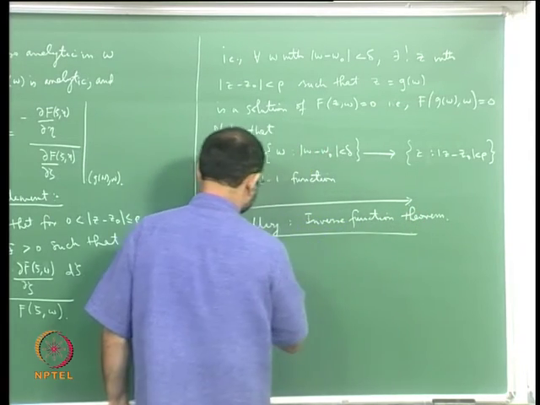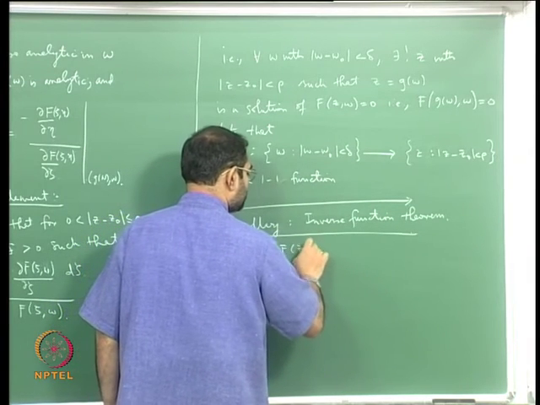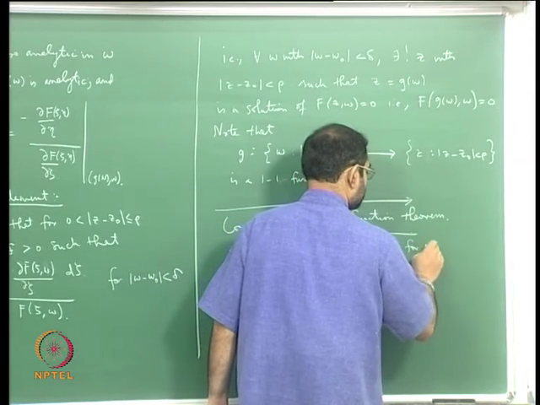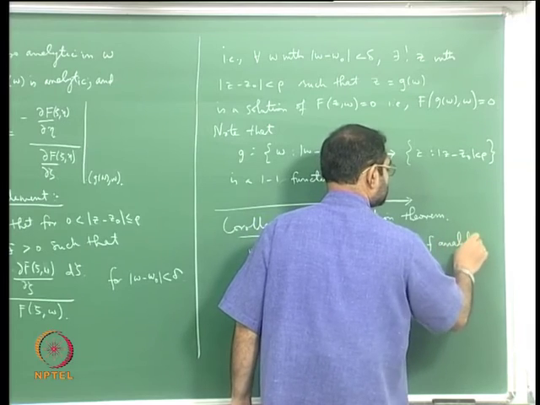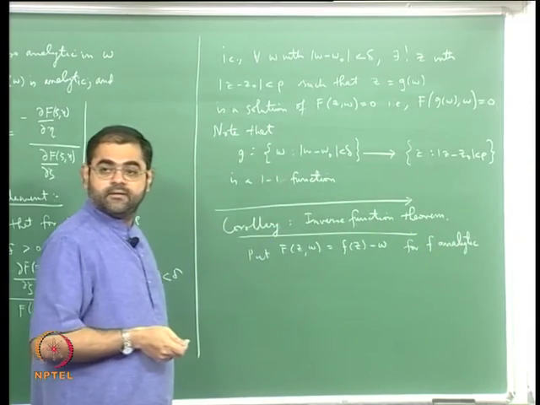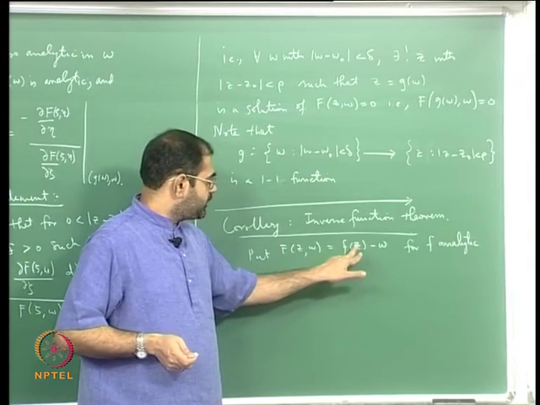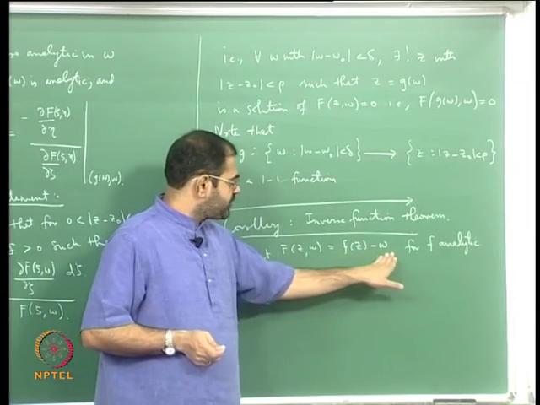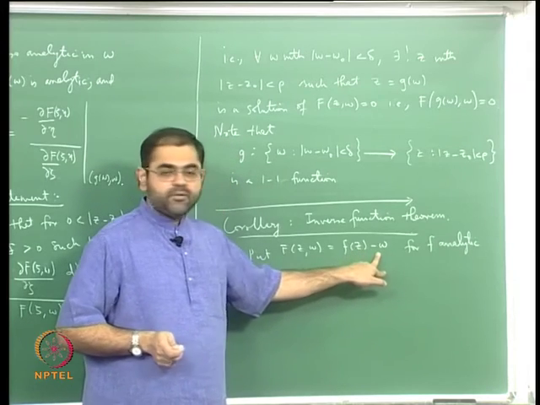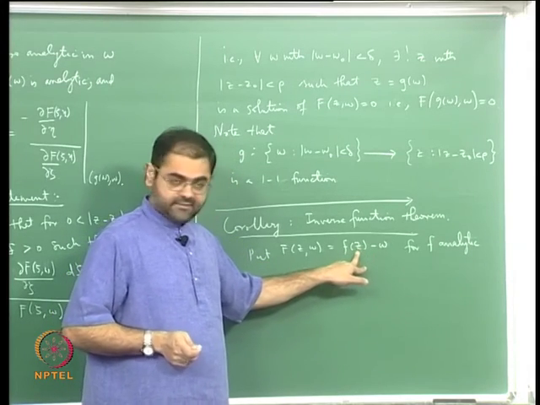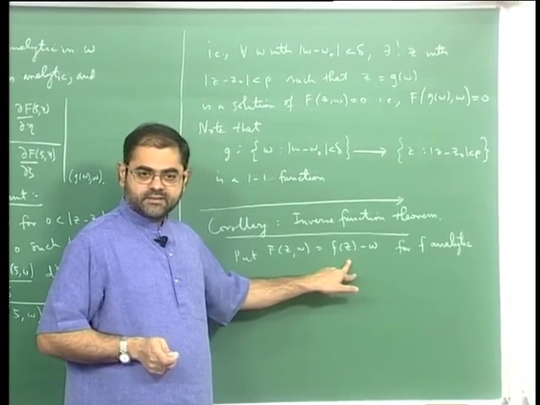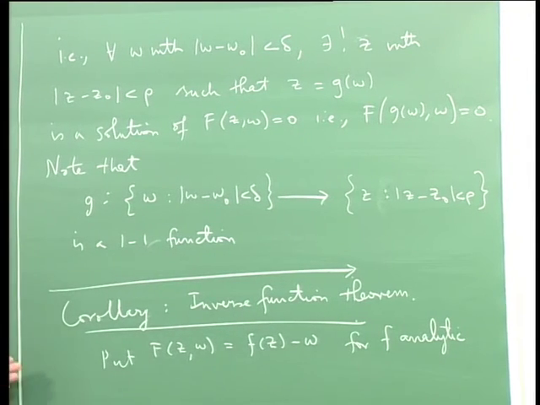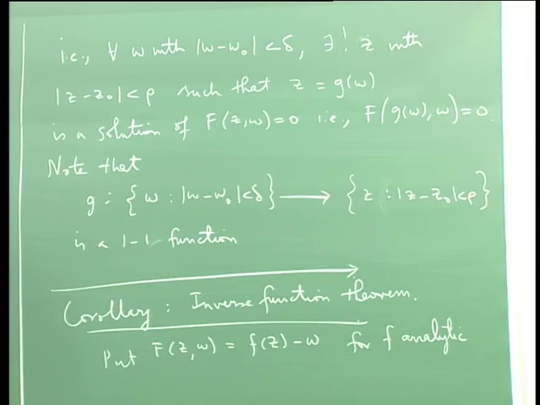Okay, so what you do is put f of z comma w equal to f of z minus w, for f analytic. Then for every fixed w, f of z minus w is an analytic function of z, and for every fixed z, f of z will become a constant, and a constant minus w is certainly an analytic function of w with derivative minus 1. So what you will get is the inverse function theorem.